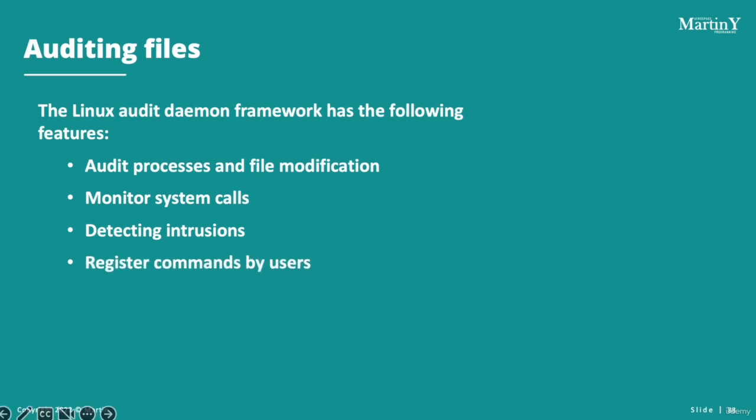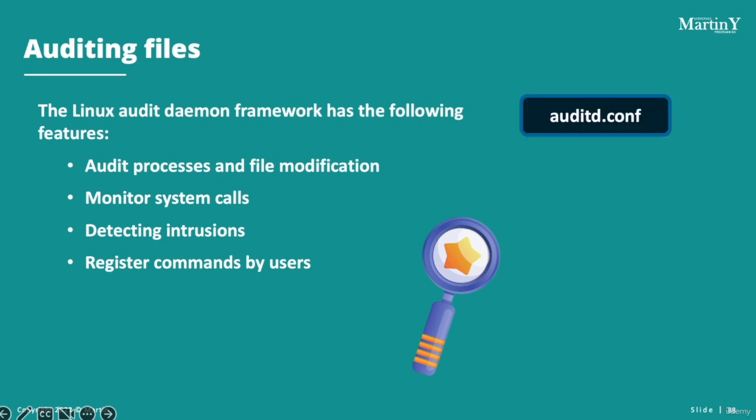The Linux Audit Daemon is a framework that allows you to audit events on Linux systems, and it is normally configured using just two simple files, the audit config and the audit rules. The daemon itself is configured by auditd.conf, and this file configures the Linux audit daemon and specifies where and how events should be traced.